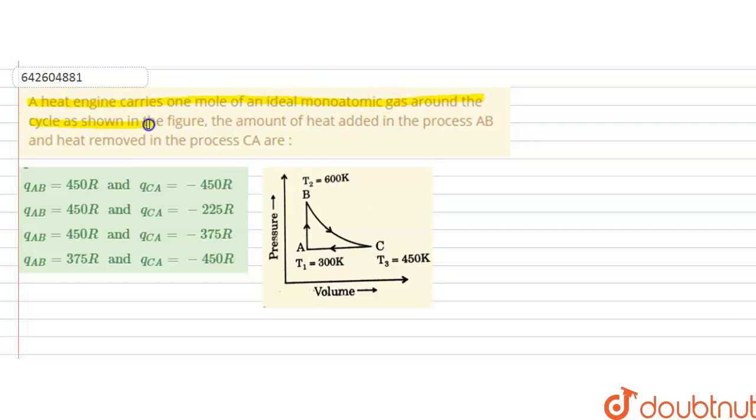Hello students, the question is: a heat engine carries 1 mole of an ideal monoatomic gas around the cycle as shown in the figure. The amount of heat added in the process AB and the heat removed in the process CA are. So in this question we are given that a heat engine carries 1 mole of an ideal monoatomic gas around this cycle, and we have to calculate the amount of heat added in the process AB and the amount of heat removed in the process CA.